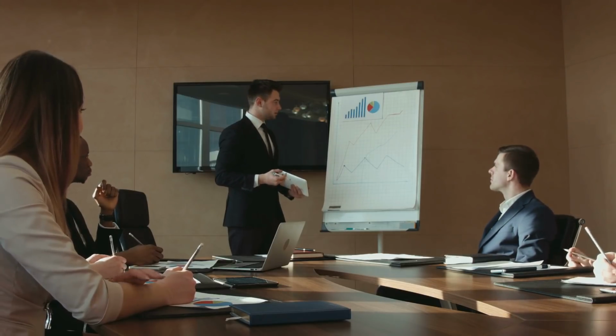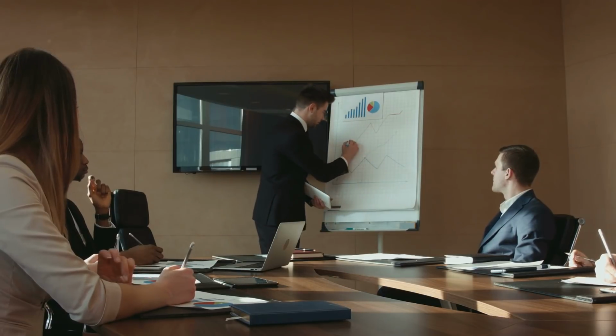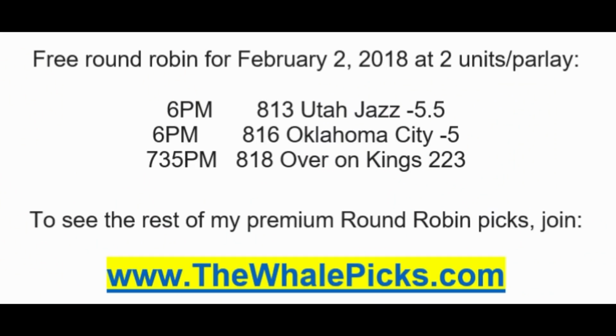Now I'm going to go ahead and give you a free round robin, 2s and 3s at 2 units per parlay. We're going to go with the 8-13 team Utah Jazz minus 5.5, 8-16 Oklahoma City minus 5, and 8-18 over on the Kings and the Warriors 223.